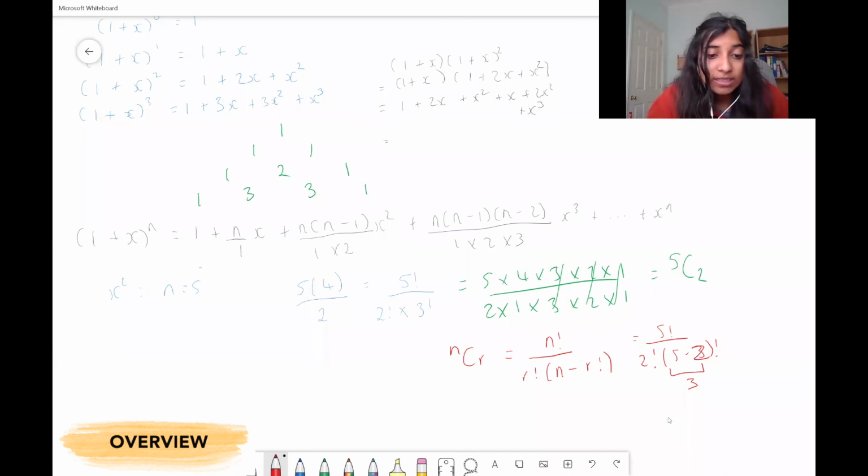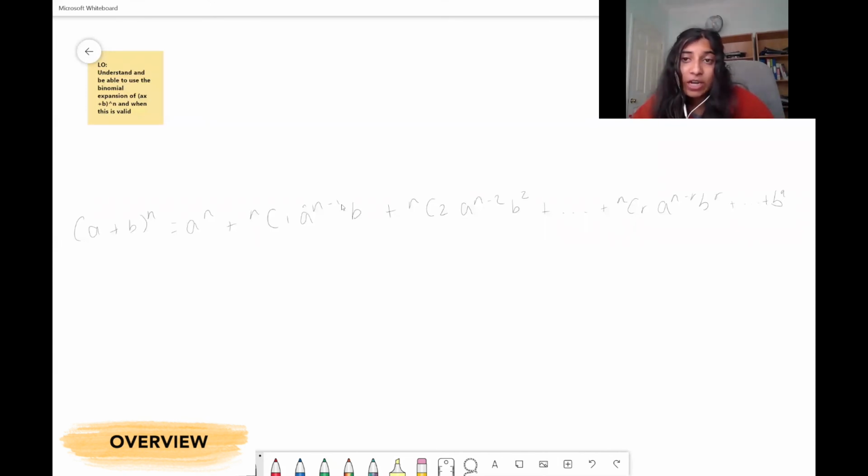So you can basically simplify this whole expression further by saying that this value is the same as nC1, this value is the same as nC2, and this value is the same as nC3, because when we were trying to find the x coefficient for when n equals 5, we just got 5C2. So we can generalize the whole formula for binomial expansion further by using what we just learned.